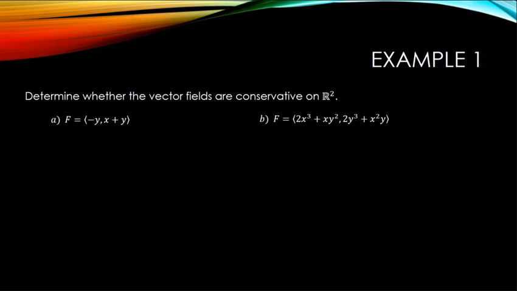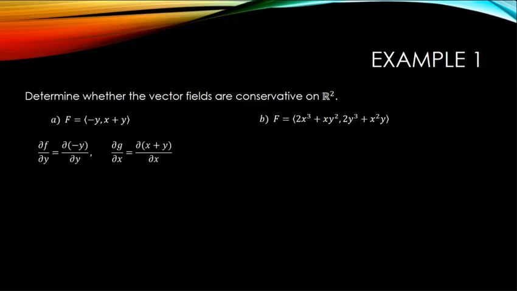I want to determine whether the vector fields are conservative on R2 if I'm given the vector field F is equal to the vector components negative y and x plus y, and if F is given by the vector with components 2x cubed plus xy squared and 2y cubed plus x squared y.